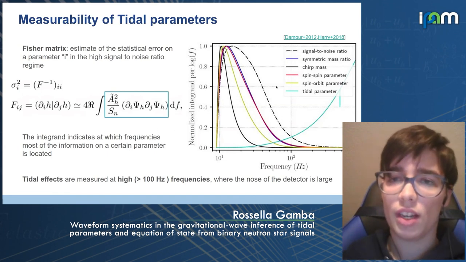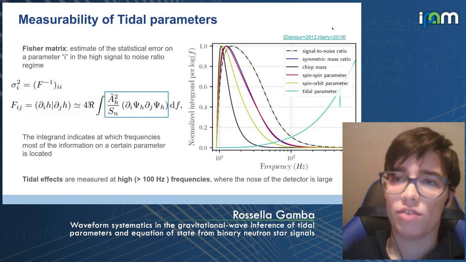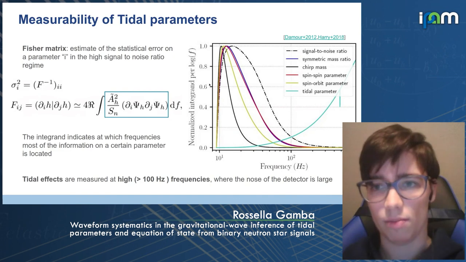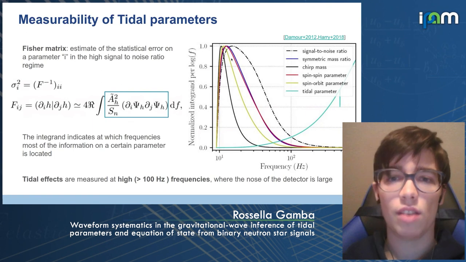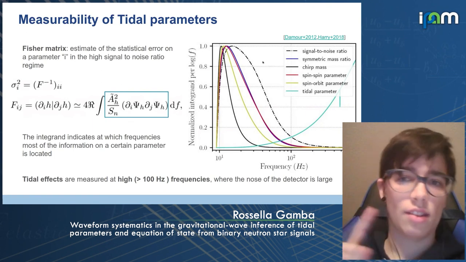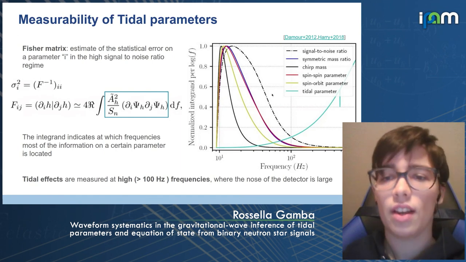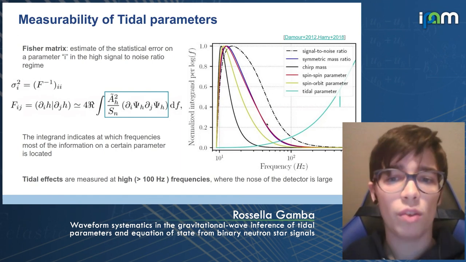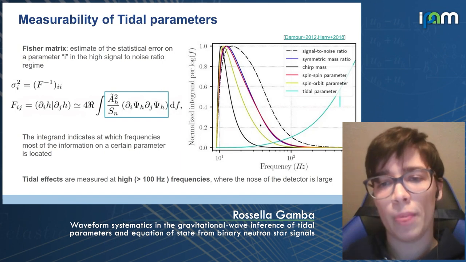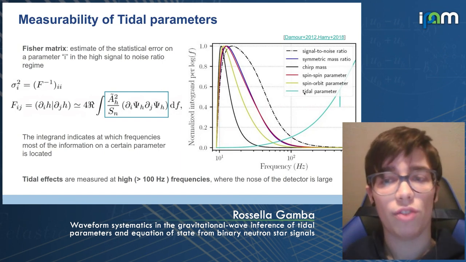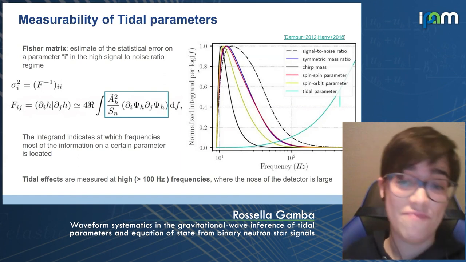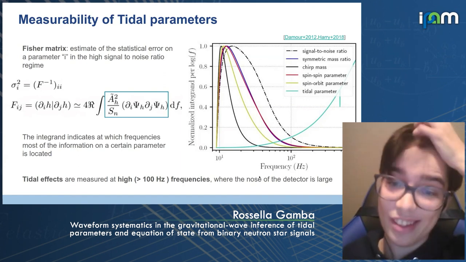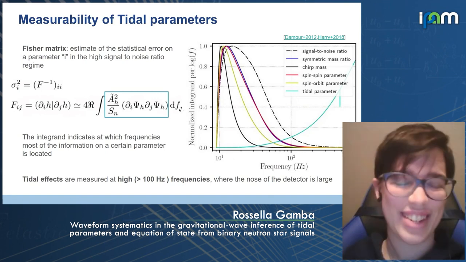And if you take a look at this plot here on the right, which is taken from a paper by Harry and collaborators from 2018, you will see that most of the parameters that we study for binary black holes, which are the chirp mass, the symmetric mass ratio, and the spin parameters, they are all determined at somewhat, let's say, low frequencies. Whereas this is not true anymore for tidal parameters. Tidal parameters are definitely measured at frequencies higher than 100 Hertz, where unfortunately the noise of the detector is large.